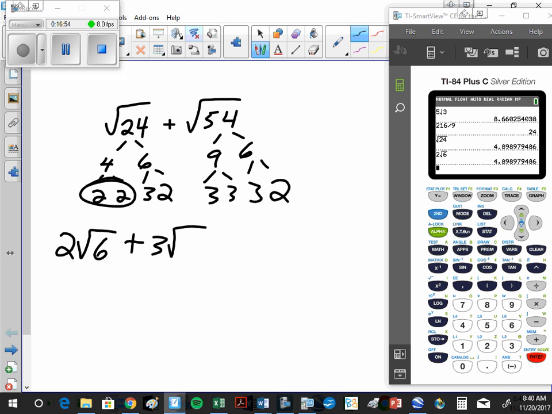3 times the square root of 6. Do those go together? Yes. What is 2 root 6 plus 3 root 6? 5 square root of 6. So in the original problem, it doesn't look like they simplify. But once you pull out the factors and eliminate the perfect squares, then you get two like terms and you can stick them together. Okay?